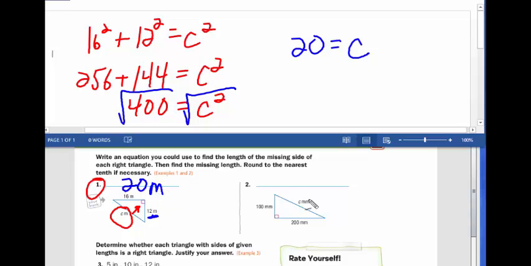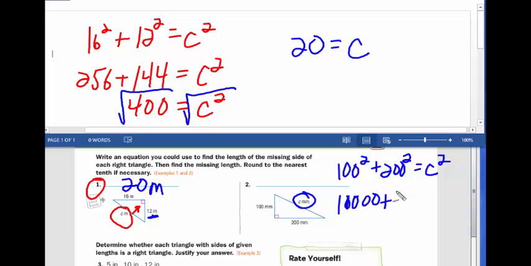Now let's try number 2. In this case, we're also looking for c. So we are going to look at it right here. We have 100 squared plus 200 squared equals c squared. So 100 squared would be 1 with 4 zeros behind it, plus 200 squared would be 4 with 4 zeros behind it. So it would be 10,000 and 40,000 equals c squared. So that would be 50,000 equals c squared.